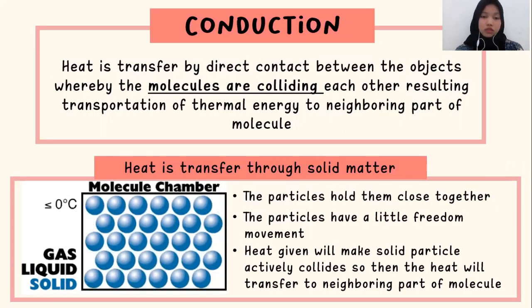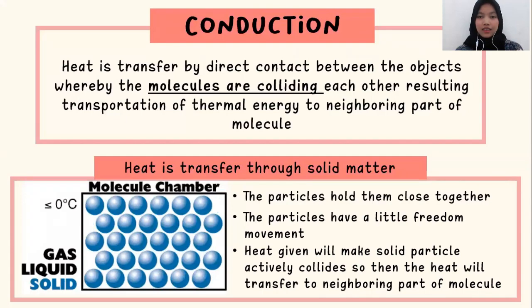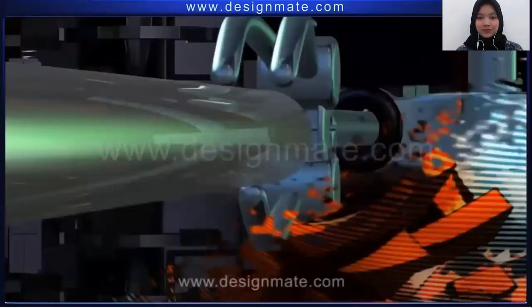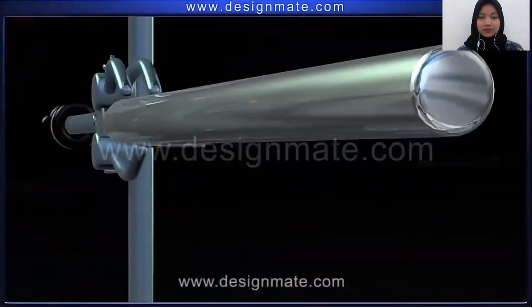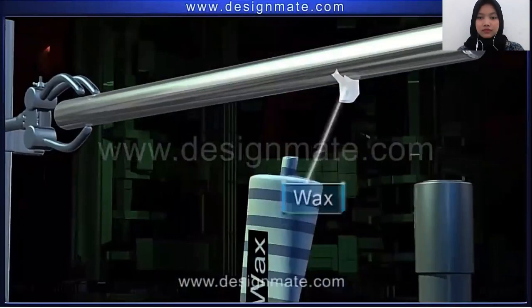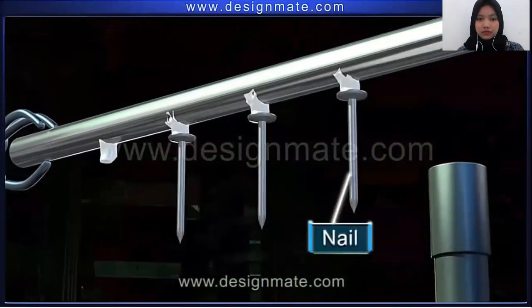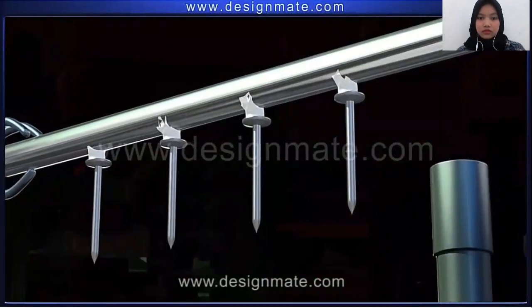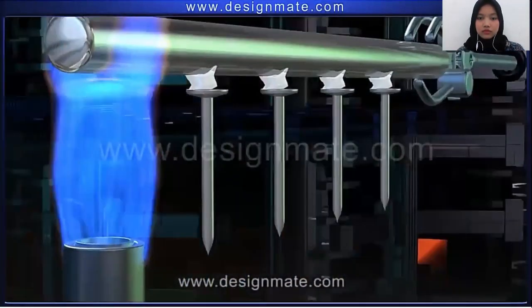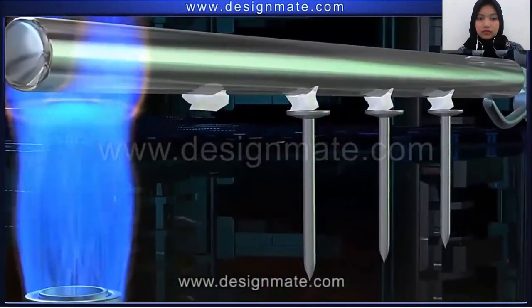To make it better understood, I have a video about conduction. So let's watch the video. Let us take a look at a simple experiment. With the help of wax, stick nails at equal intervals on an iron rod. Now heat one end of the rod. You can find that within some time, the nail nearest to the heated end falls off.